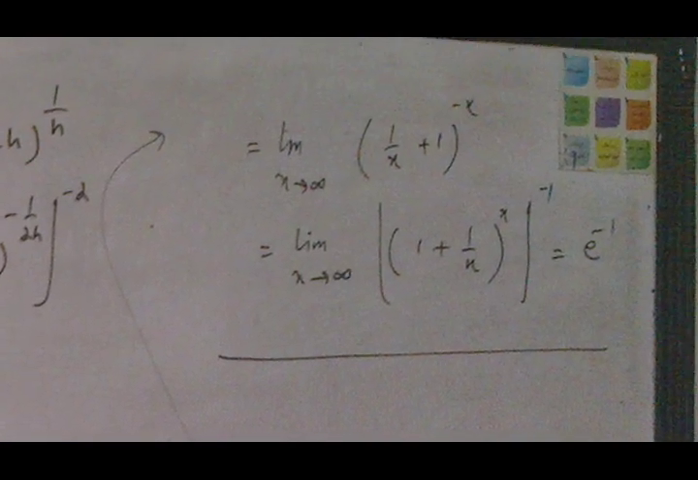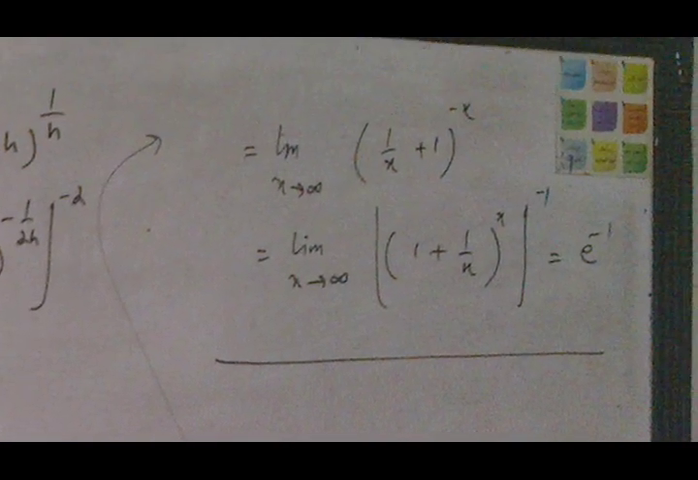x over x is equal to 1. So in the bracket is a positive sign, we move the negative to the outer bracket, and it becomes e raised to power -1.